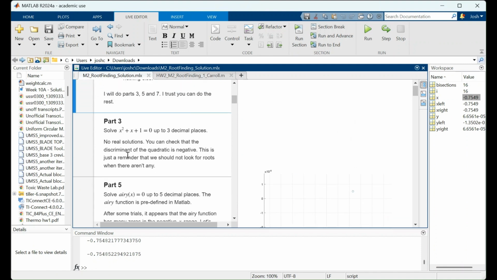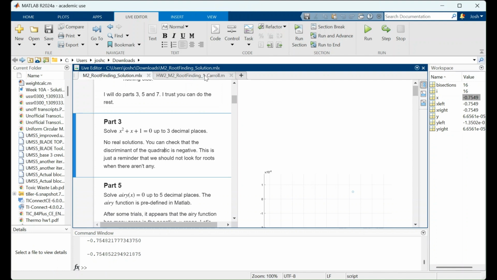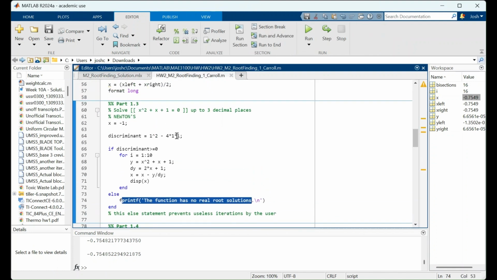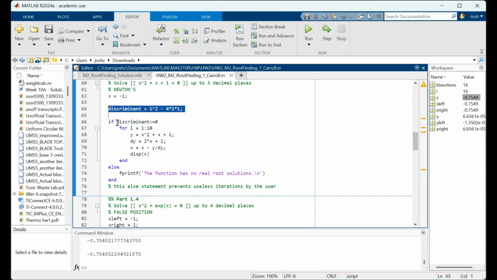However, the solutions here that I read didn't tell me to make this printf, but I made it because it didn't mention solving for imaginary values. But yeah, pretty simple code, Newton's method. Just this discriminant and this if statement being added to catch those imaginary values.